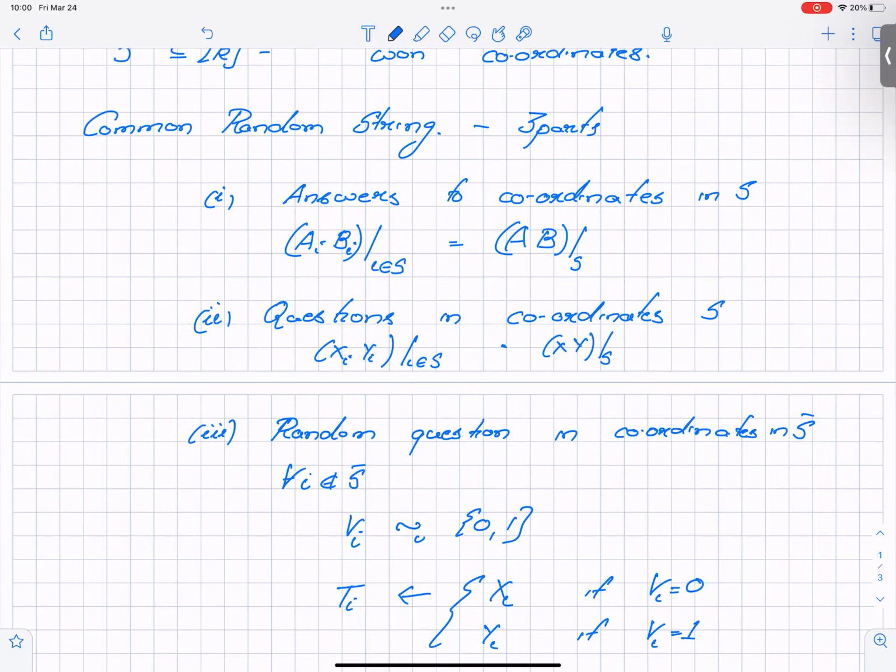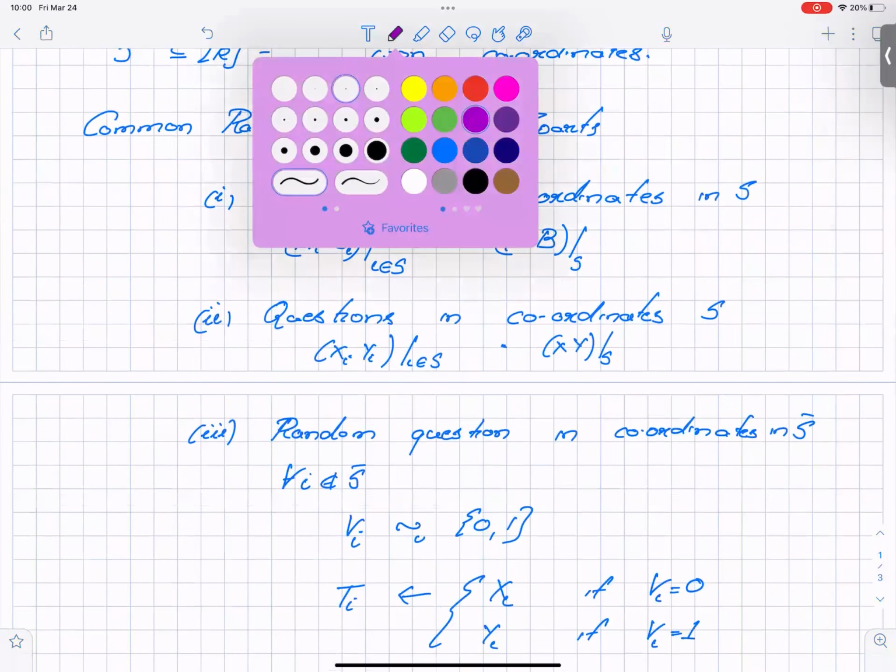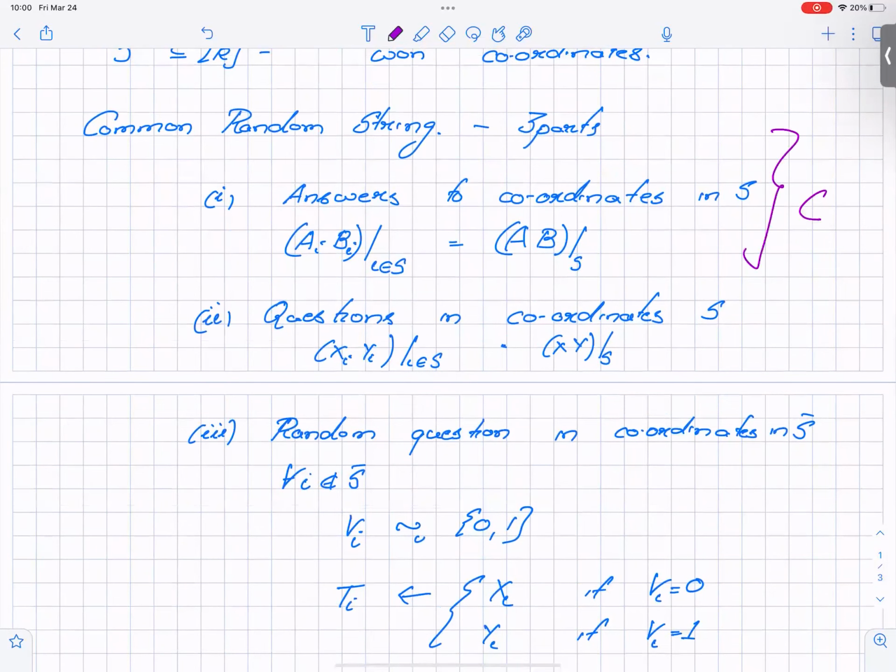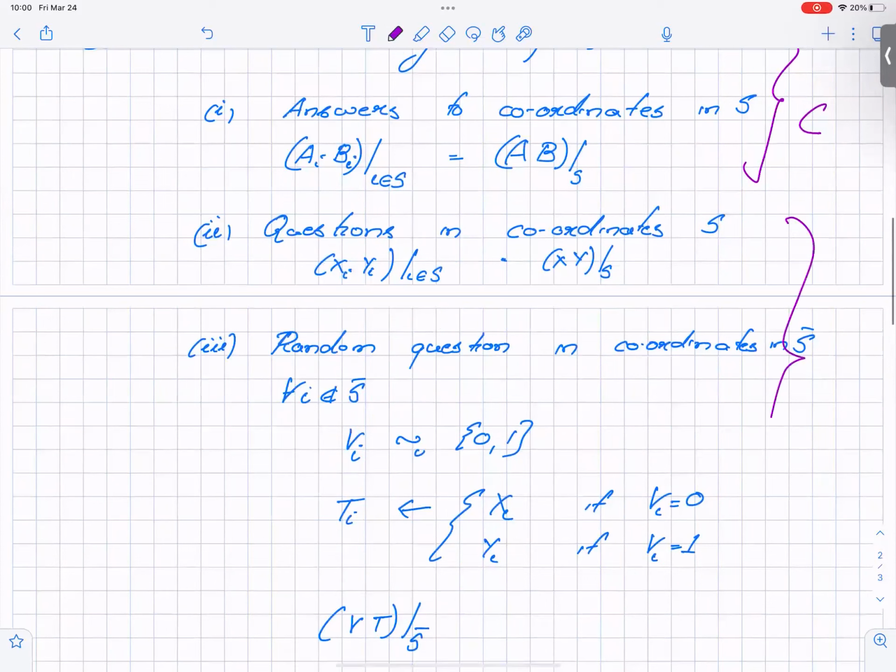And we had called all of this together R last time. I'm going to change notation a little bit. I would like to keep the answers and the questions separately. So we will call the answers part C and the questions part R. So R just refers to either the questions to the fixed coordinates or a random question in the other coordinates, and C refers to this one.